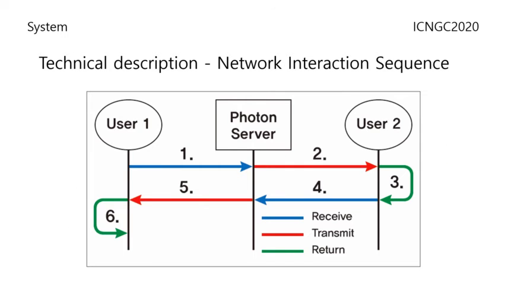Next, I will explain the sequence of network interaction of 3D objects in the AR environment. User 1 and user 2 are connected to the Photon server. The sequence continues along the arrows. Interaction signals from user 1 are sent to the server and passed to user 2. The signal from user 2 is passed to user 1 through the server. The interaction method has a delivery sequence. However, because of the fast delivery speed, it seems to the user to interact in real time.